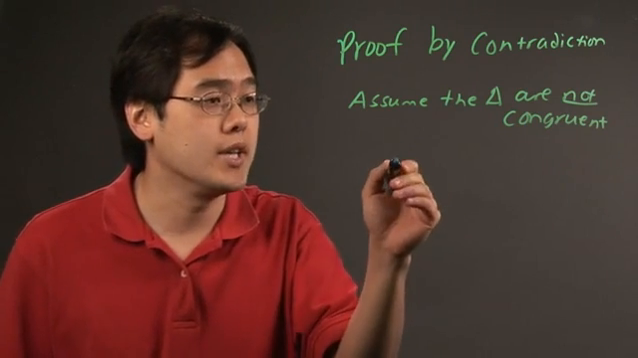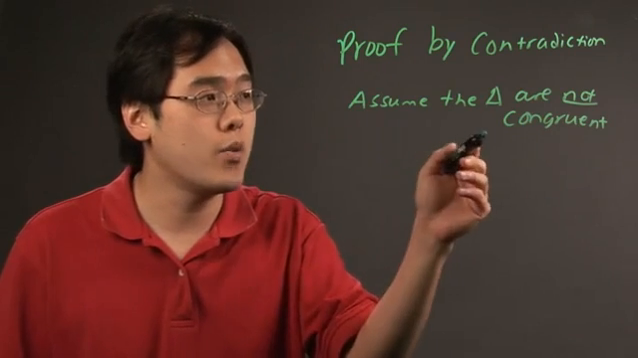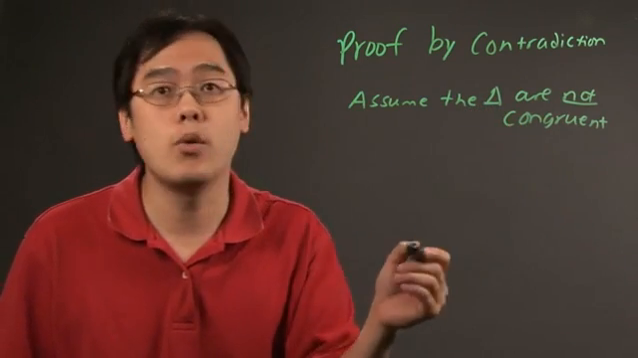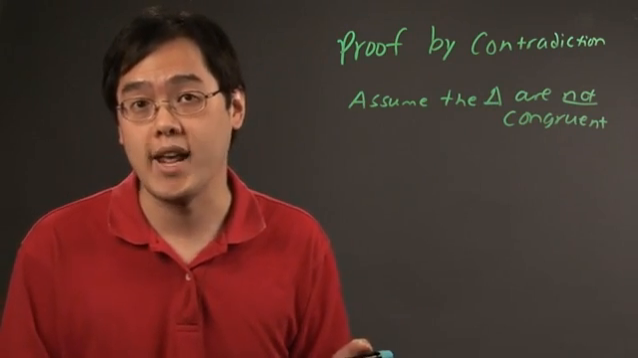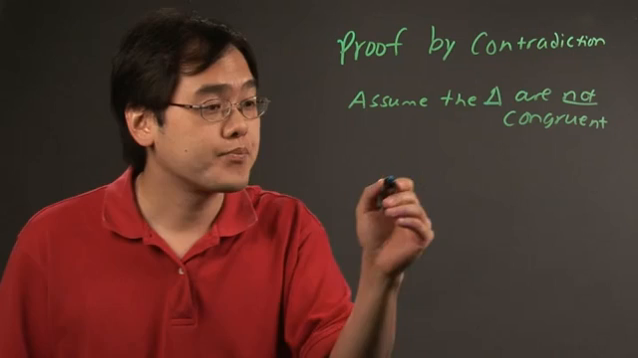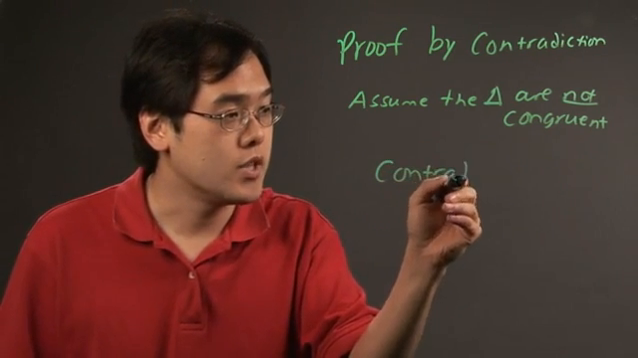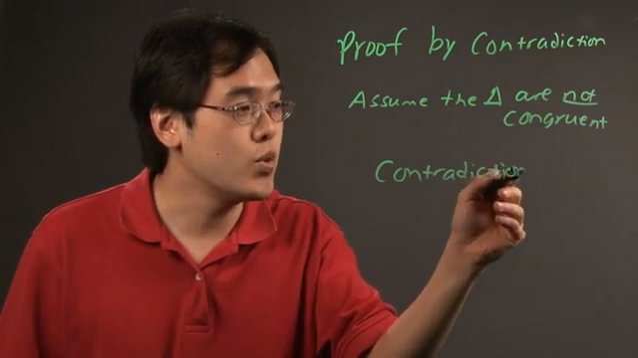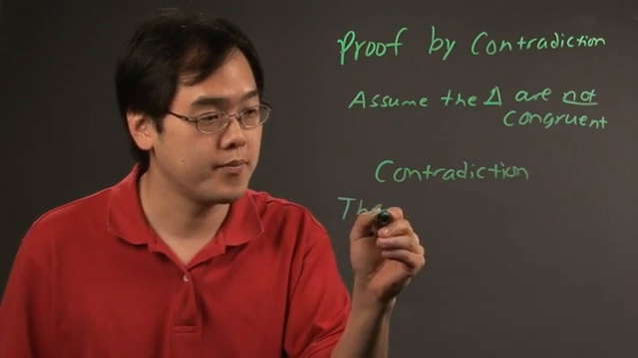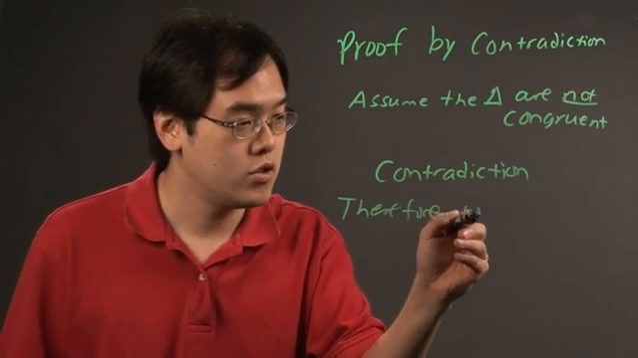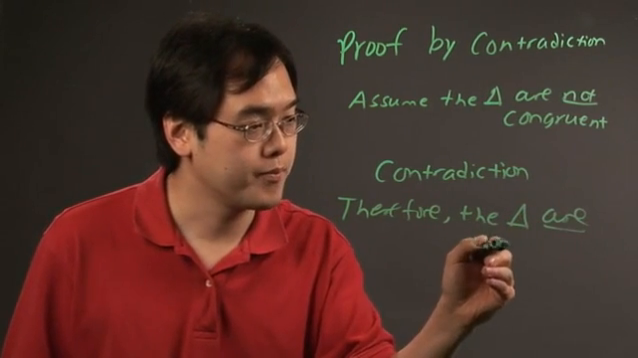Indirect proofs are in paragraph form, and as you're working your way through it, you're operating under this assumption, and you're going to literally hit a wall that contradicts what you already have. As long as you do the proof correctly, you're going to reach a contradiction, and the conclusion of the indirect proof is going to be, therefore, the two triangles are congruent.